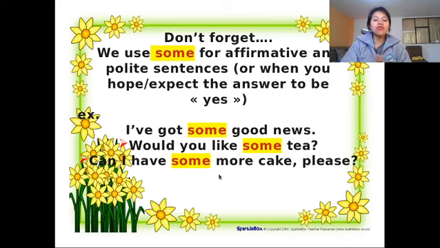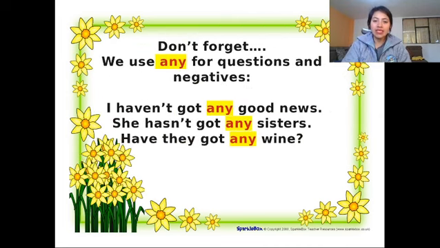Ok, no se olviden, chicos, que vamos a usar el some para oraciones afirmativas y también vamos a usar para ofrecer algo, como este would you like, es como te gustaría algo de té, some tea, y también para pedir cosas, ¿no? Como por ejemplo, can I have some more cake, please? ¿Puedo tener un poco más de pastel, por favor? O algo más de pastel, por favor. Entonces, cuando nosotros esperamos que la respuesta sea positiva, vamos a usar el some. Would you like some tea? Or can I have some more cake? Right? Okay, now let's see the other one.